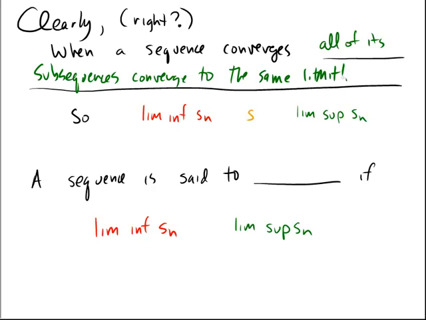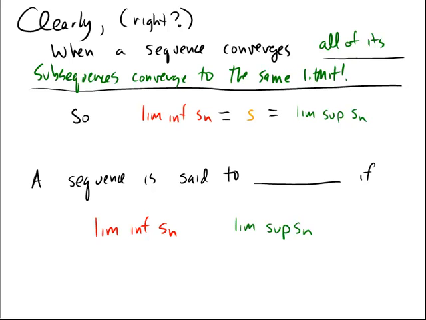Right? So in that case, the limit inferior of the Sns will always be equal to the actual limit of the sequence, which will be equal to the limit superior of the sequence. So if the limit exists, it's equal to the limit inferior and it's equal to the limit superior. Okay, so we have put a new definition in here now.